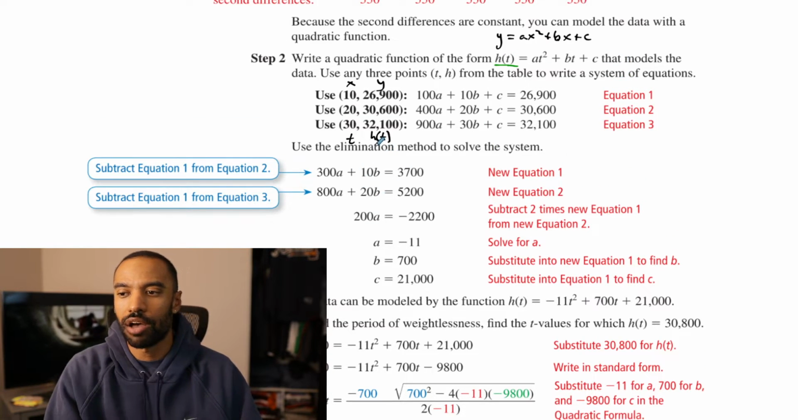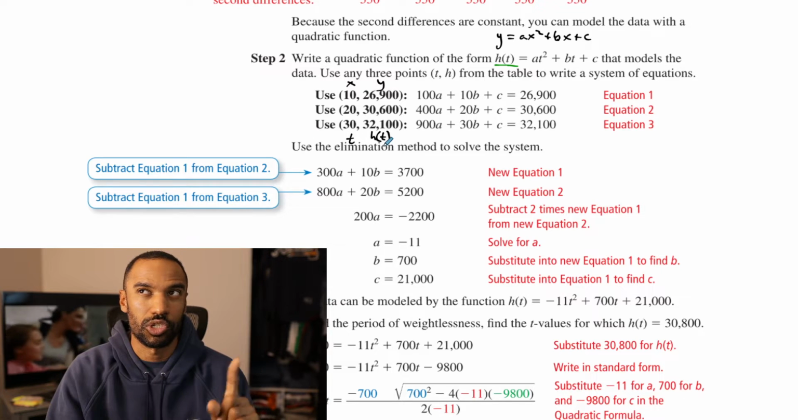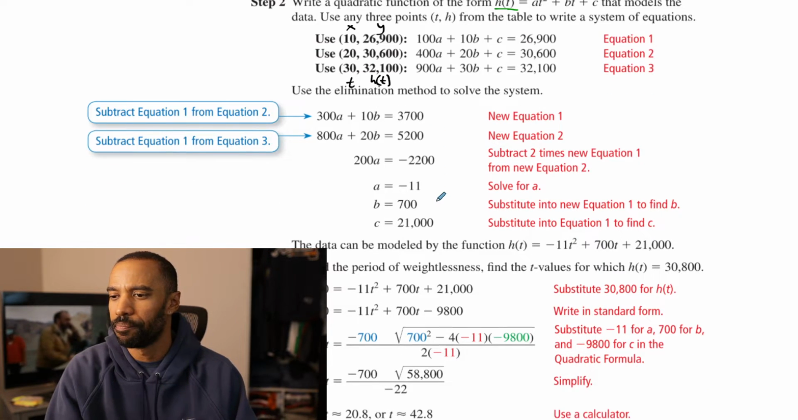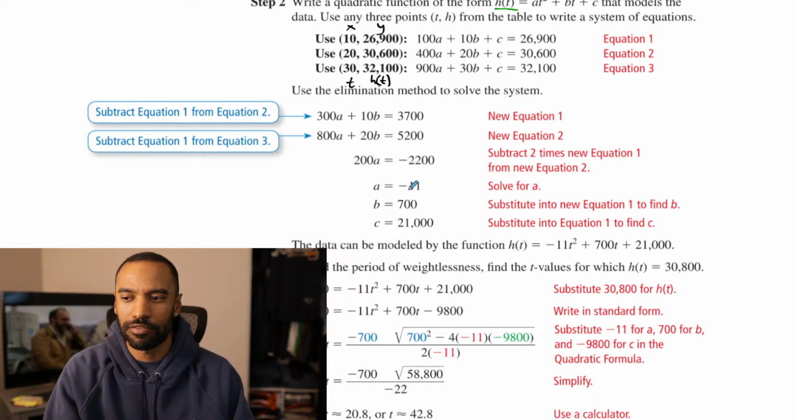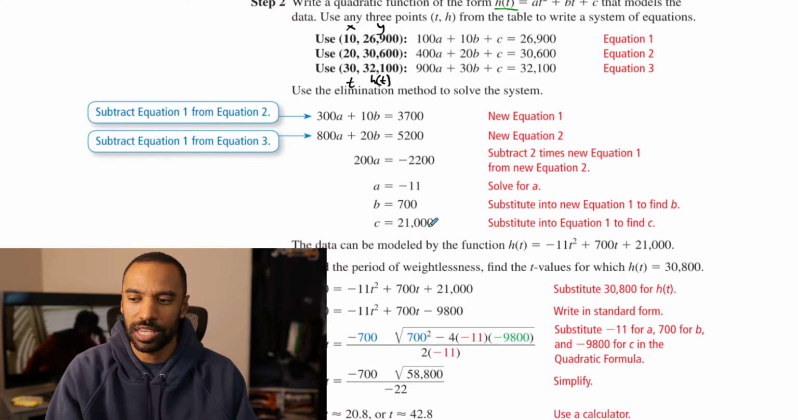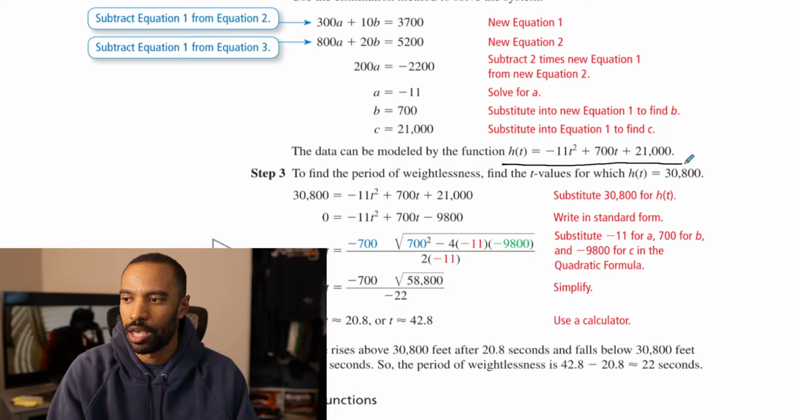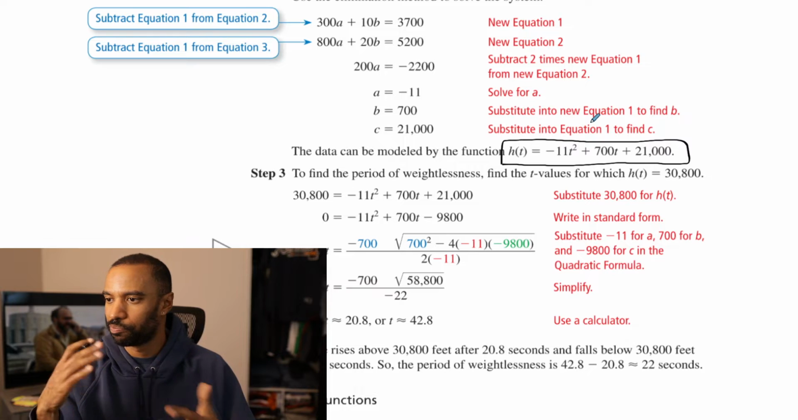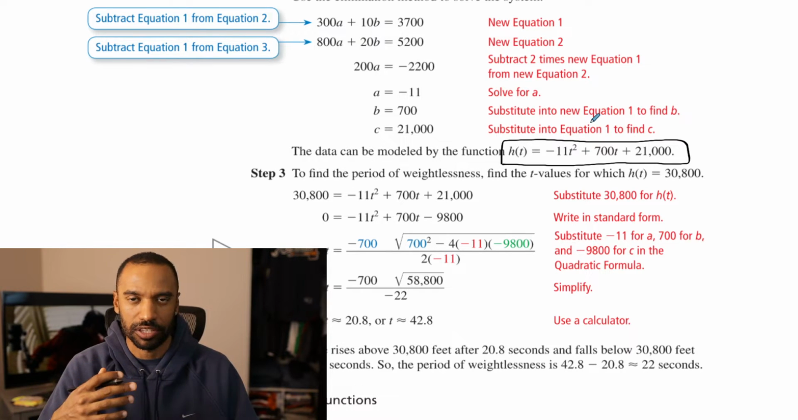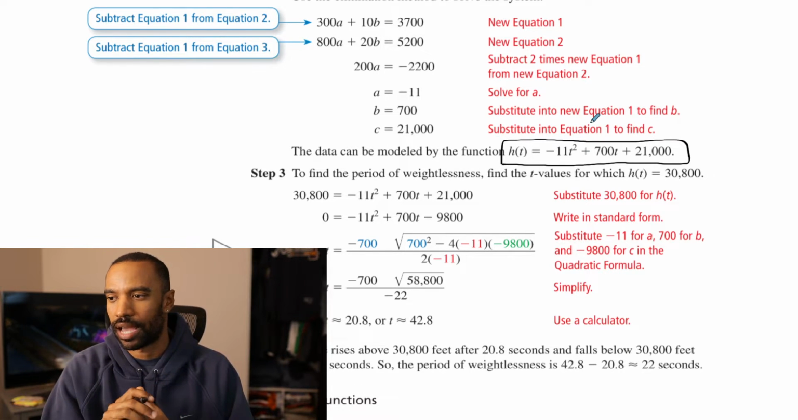Anyway, you do your solving system stuff as we did from section 2.4, and you get an a value of negative 11, a b of 700, and a c of 21,000, and this ends up being your model for that entire equation. Now, I'm sure we get to practice this a couple times. If you're not understanding it this first time, we'll progressively go through it as a whole on an actual problem.